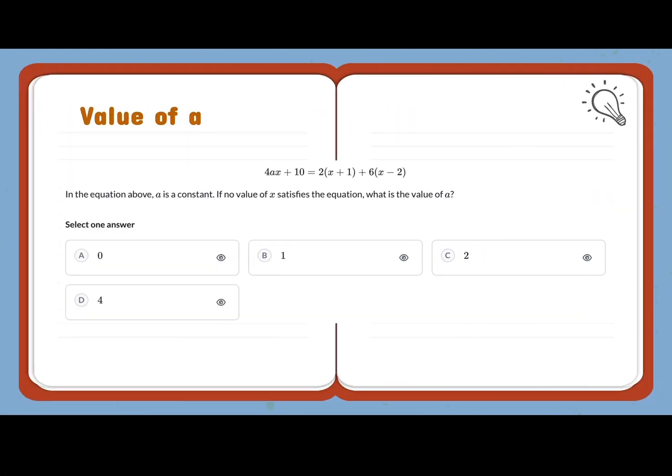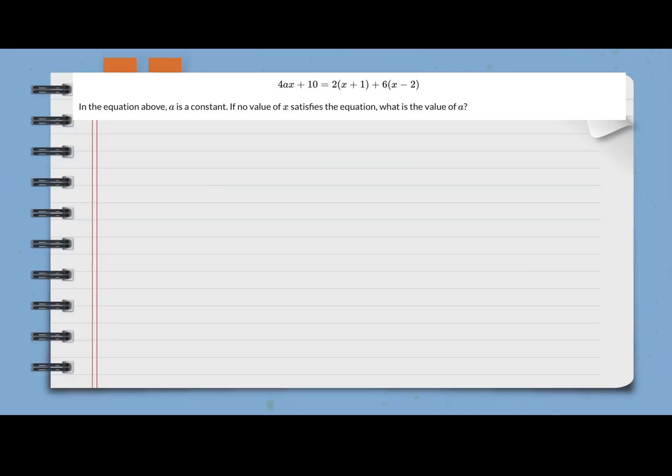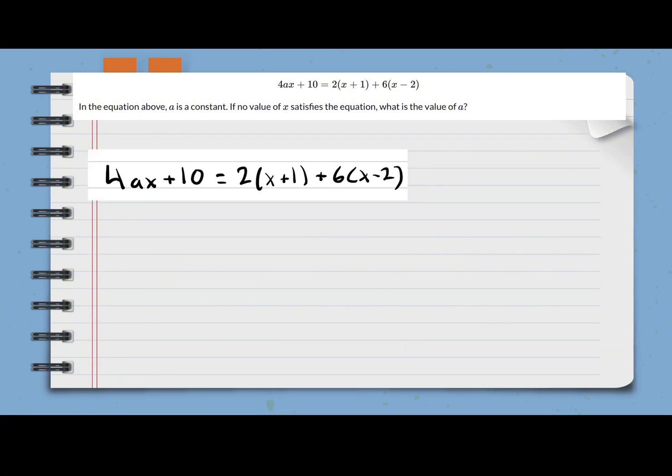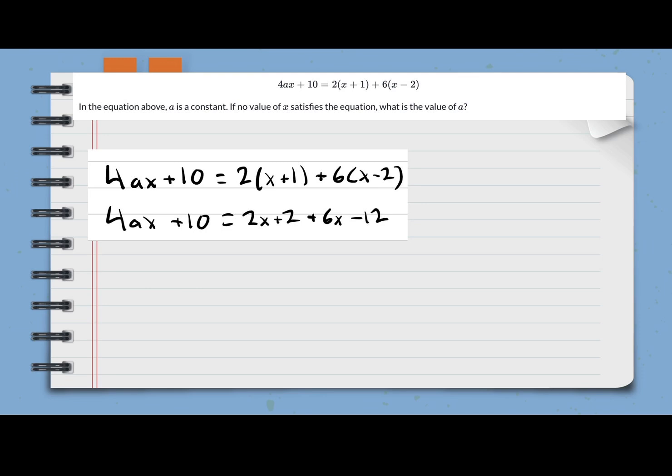Okay, the next 2 are pretty similar. This one says a is a constant. If no value of x satisfies the equation, what is the value of a? So again, we have to find the a constant that gives x no solutions. So what we do is we just have to try and isolate x. We have our equation here. We distribute the parentheses, and then we combine our like terms, and then we try isolating that x.